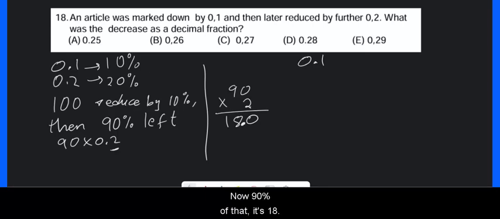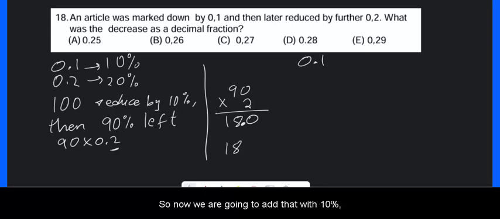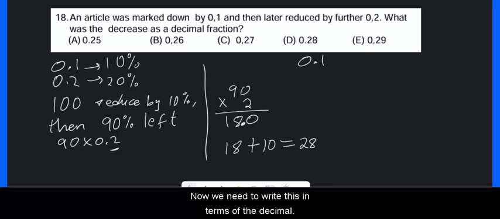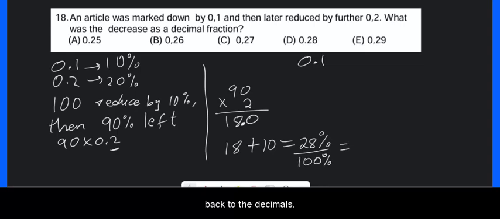Now, 20% of that 90, it's 18. So now we are going to add that with 10%, the first amount that was reduced. This is giving us 28. Now we need to write this in terms of the decimals. So we have to divide that. Let's take it back to decimals. This is 28%. So we need to divide this by 100% to take it back to the decimals.